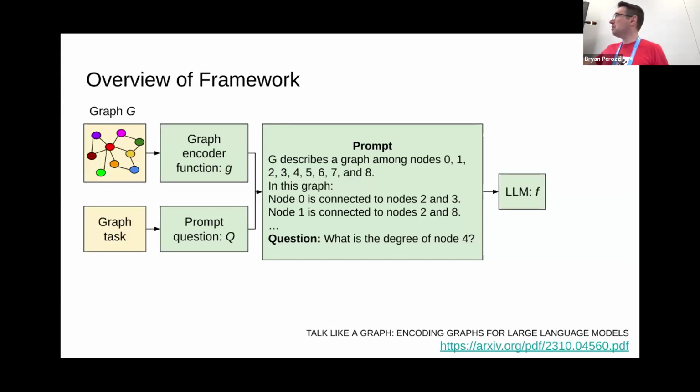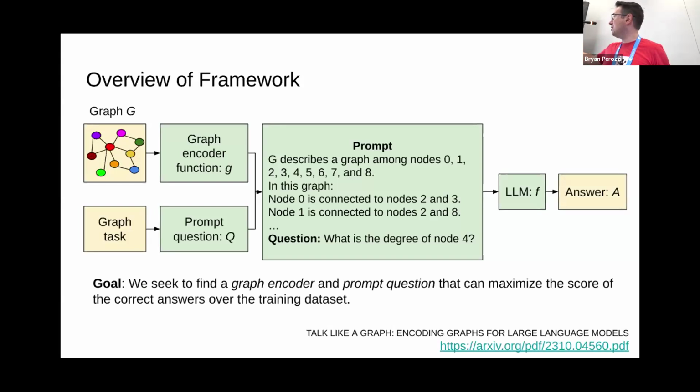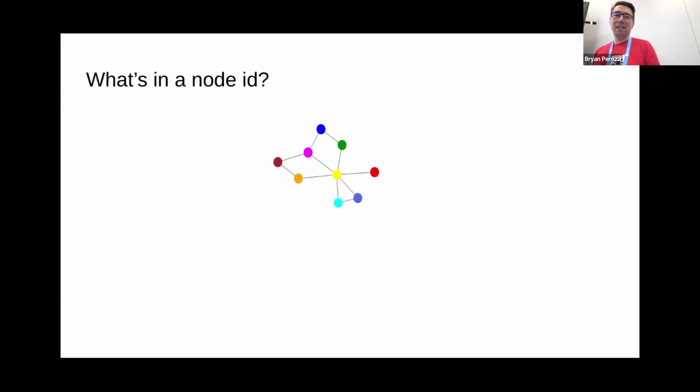That's all going to go into a frozen model. A lot of what we do is working with frozen models. Then we're going to get the answer out. And so we'd like to find the best encoder and prompt question to help the model answer these tasks.